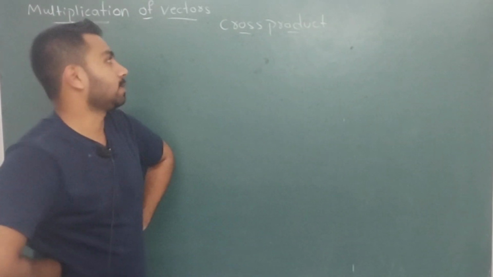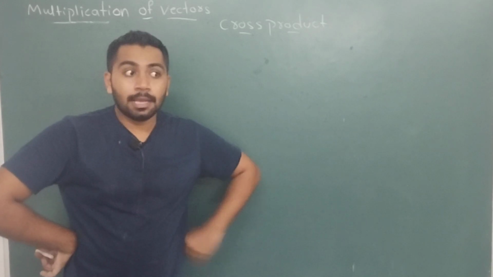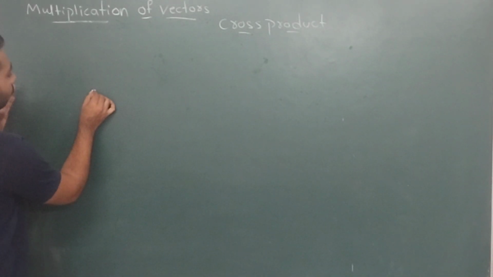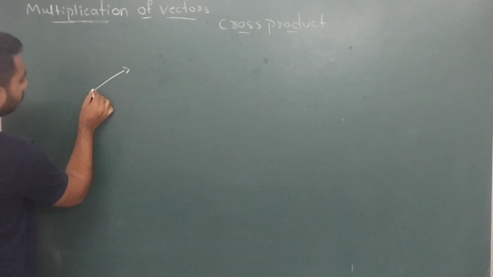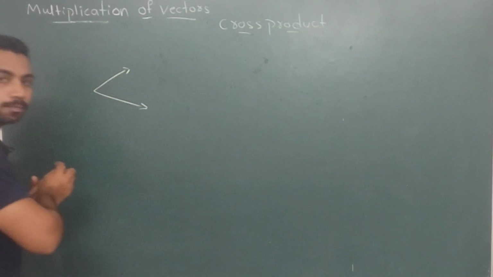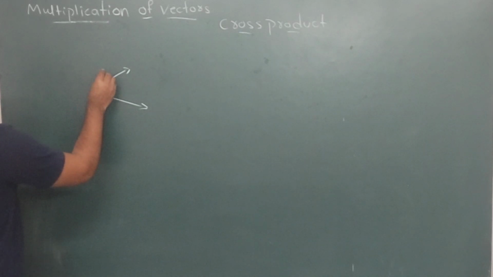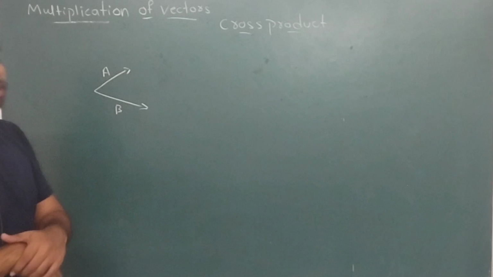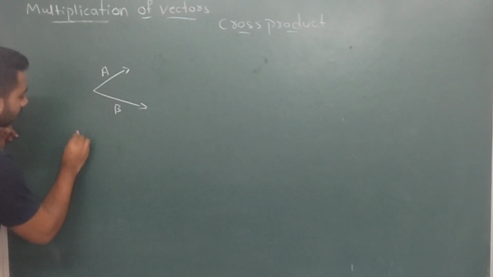Cross product of two vectors. How do you take the cross product of two vectors? I will tell you how. See, suppose let us take two vectors. One vector in this direction, vector A, and the other vector, let's say vector B.